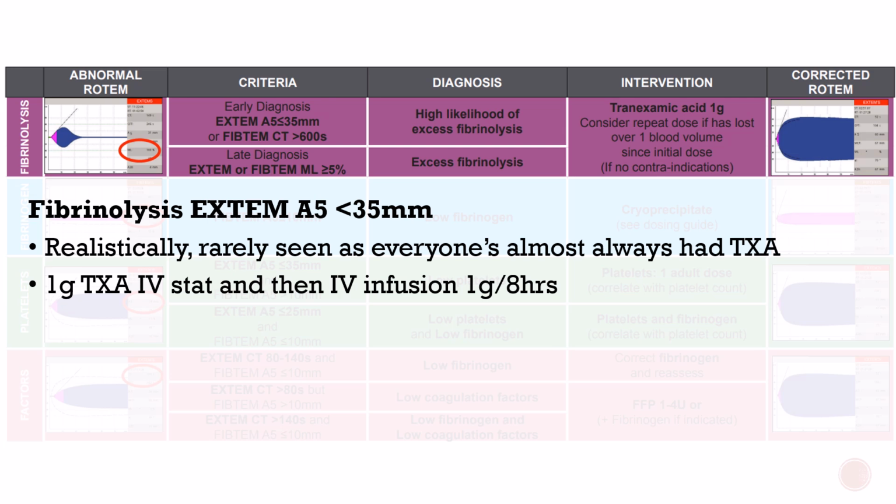This is what we were just looking at. This is because there is lots of fibrinolysis. You need to give TXA to stop the fibrinolysis from happening. Realistically, in any kind of MTP or massive bleeding, TXA is given almost immediately, so it's pretty rare to see this. If you were to get your ROTEM off beforehand and you saw that and then you repeated it, you would see a corrected ROTEM, which looks much bigger and thicker and better. So give your TXA, 1 gram IV stat, and then you can start an infusion of 1 gram over 8 hours. And the key number on this one is an EXTEM under 35.